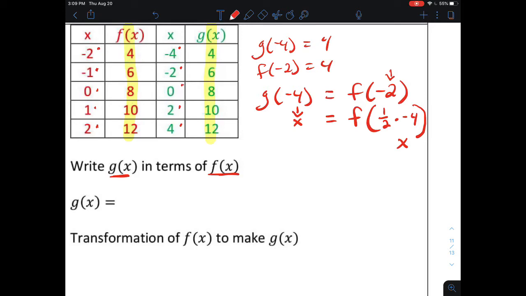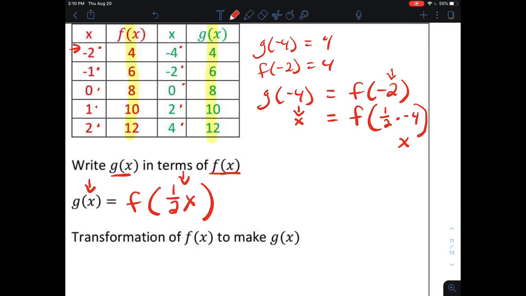So what we have is g of x is equal to f of 1/2 of x. Because if I put negative 4 in for both the x's, we would create this top line up here. Now in terms of our function transformation, I know that because I'm multiplying x by a constant, I am doing a horizontal stretch or a shrink.